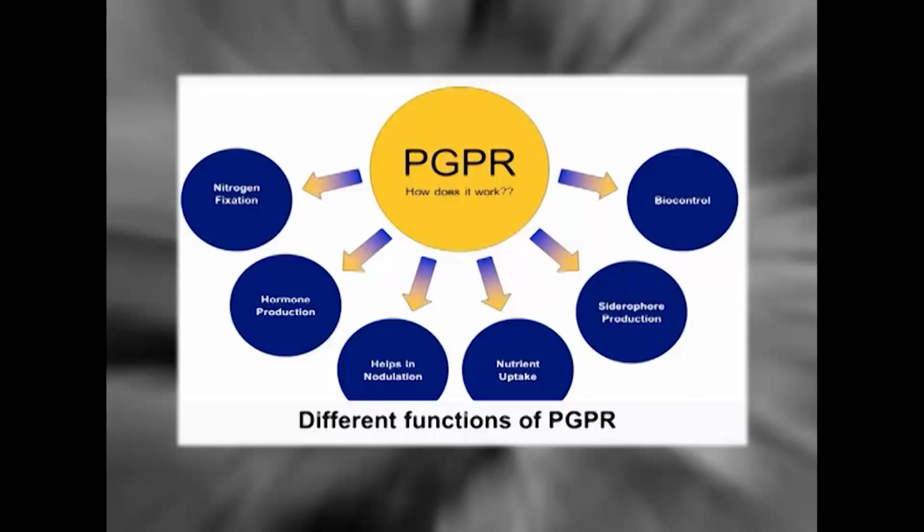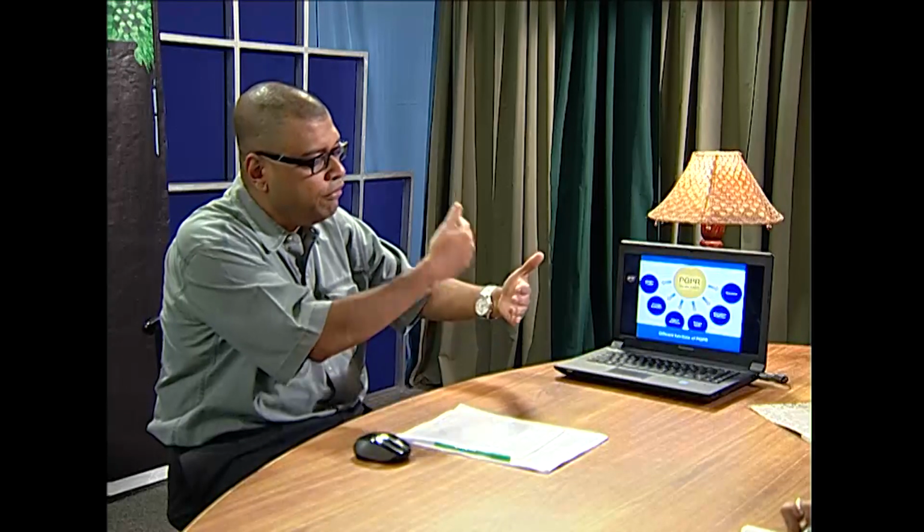Sir, in what way does PGPR modify the rhizosphere? You can very well see PGPR is a dynamic growth. PGPR modifies the rhizosphere in the following way. You can see here, it will modify by nitrogen fixation, that is, enrich the soil with nitrogen. It will produce more hormone, which is growth hormone, helping the root growth. It will help in nodulation, which is an external growth. It will help in nutrient uptake, because I told you, say siderophore, ferric is converted to ferrous form and the ferrous is absorbed by the plant.